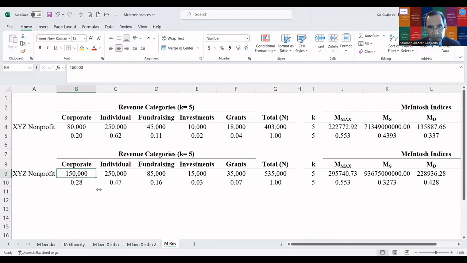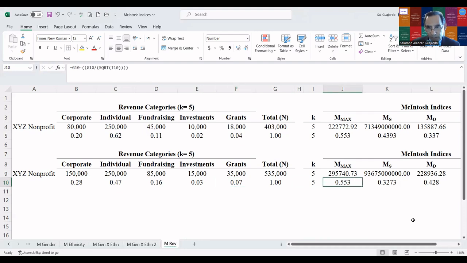Fundraising I increased to 85,000 from 45,000, so that represents 16%. I increased investment revenue to 15,000 from 10,000. So under this revenue scenario, investments represent 3%. I increased grant revenue to 35,000 from 18,000. That now represents 7% of the total revenue. And total revenue under this revenue scenario is $535,000.